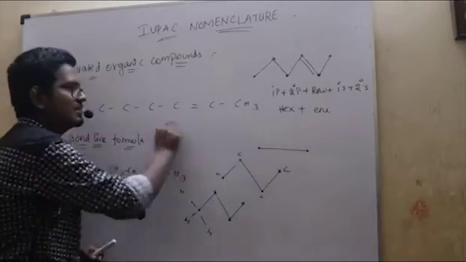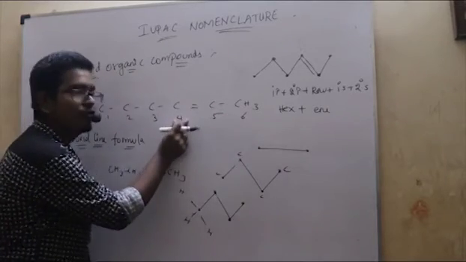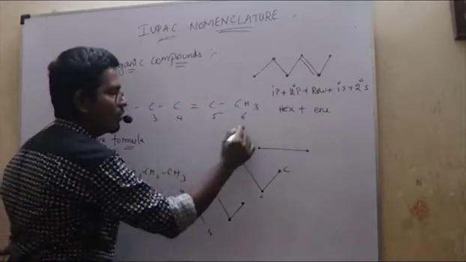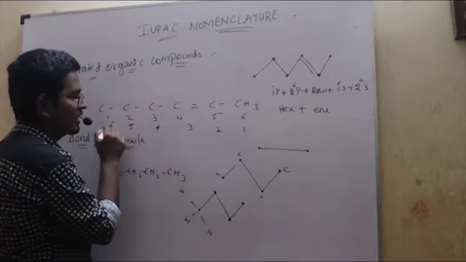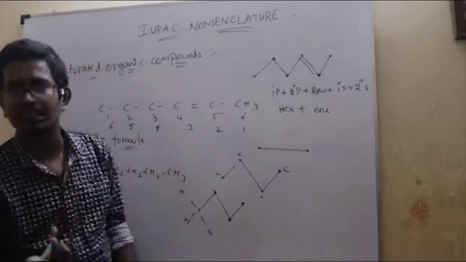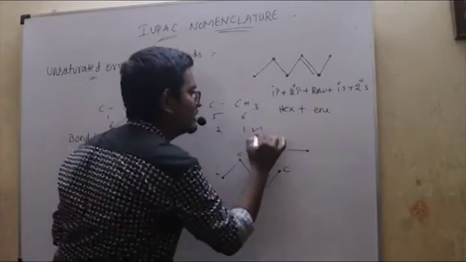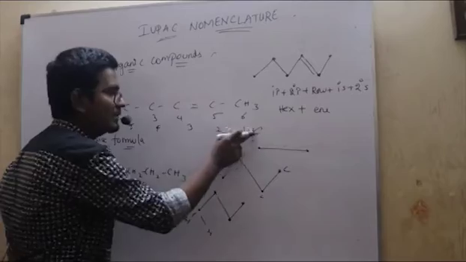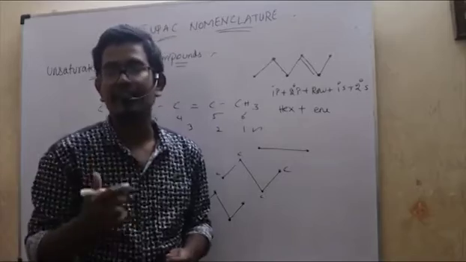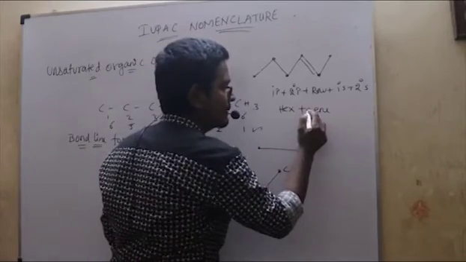If I give the numbering from this side, it is 1, 2, 3, 4, 5, 6. That means the double bond is at the fourth carbon. When I give the numbering from this side, 1, 2, 3, 4, 5, 6, you can see the double bond is at the second carbon. Which is the least number, 4 or 2? 2 is the least number. That means we should give the numbering in this way. Only then will we get the double bond carbon at the least position. So we should write the numbering here.